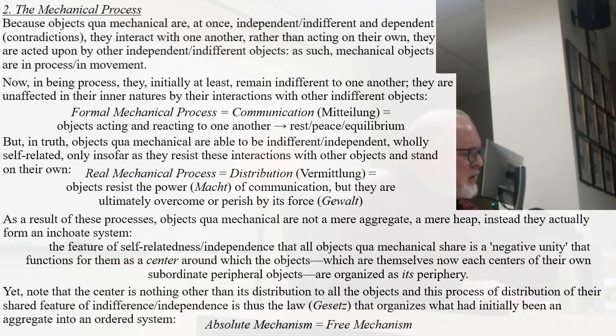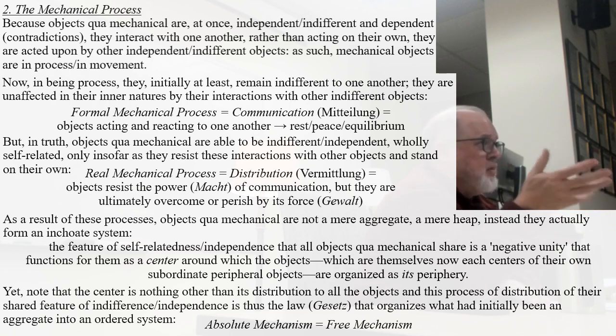So as a result of these processes, objects qua mechanical are not a mere aggregate. This is at the top of page 2, on the back of yours. They're not a mere aggregate. That's what we started with, right? A mere heap. Instead, they actually form an inchoate system, not a fully elaborated system, but an inchoate system. The feature of self-relatedness or independence that all objects qua mechanical share is a negative unity. Negative unity is Hegel's term for an abstract universal. It's abstract because it doesn't belong to any of them. It's shared out amongst all of them, and adheres in each one of them.